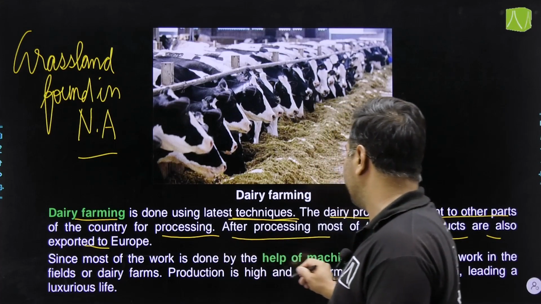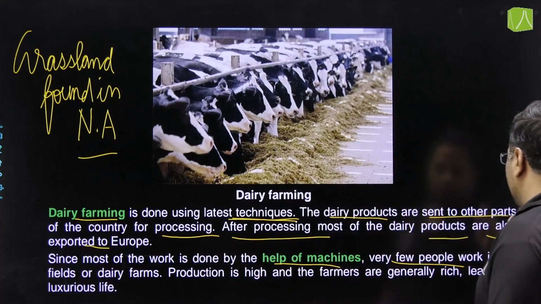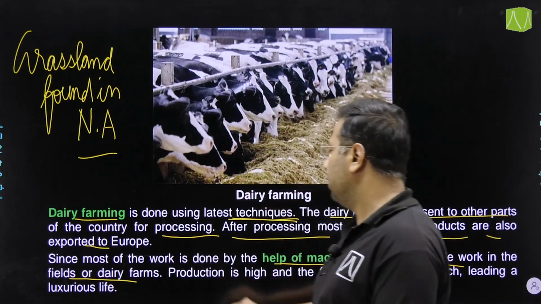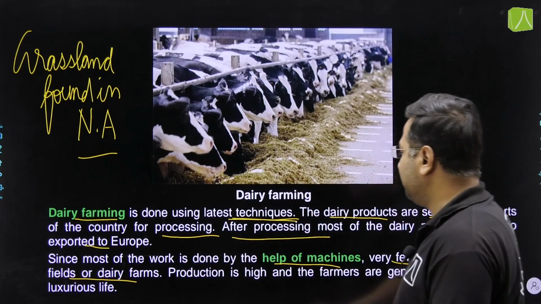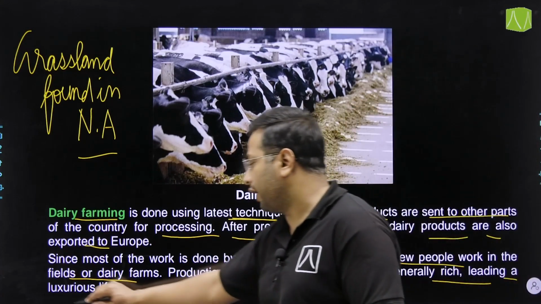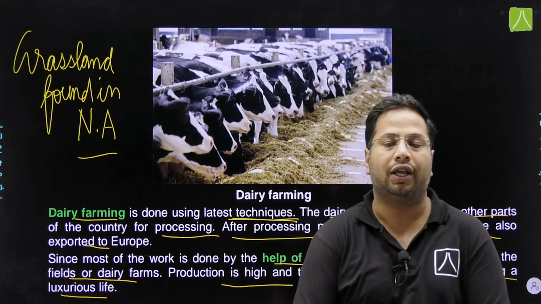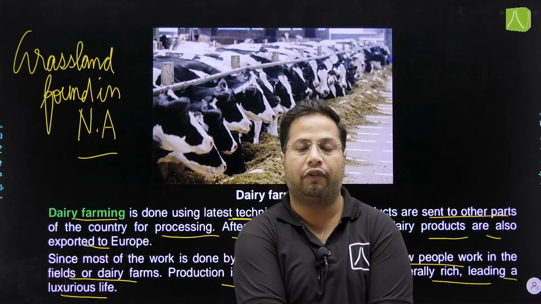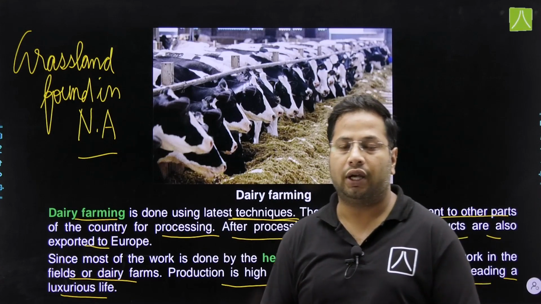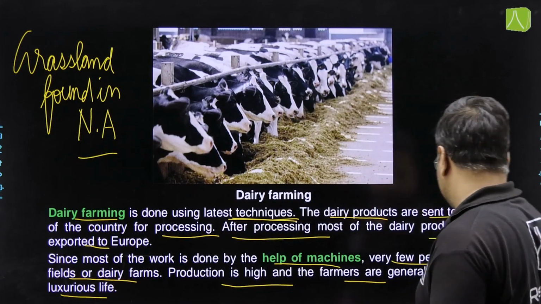Since most of the work is done with the help of machines, very little work is done by hand on the dairy farms. Production is very high, and farmers are generally rich and lead a luxurious life. Now as we have seen in the case of ranching, there is a similar case in dairy farming as well. It is generally mechanized and done with the help of machines.